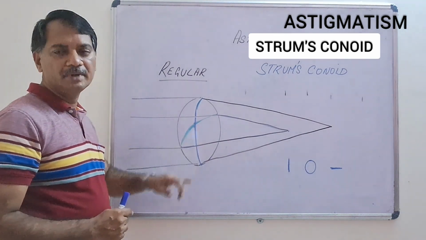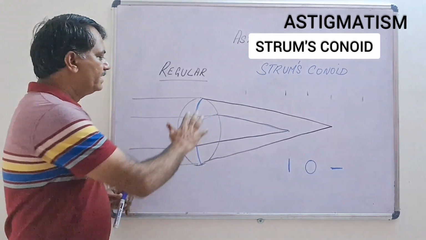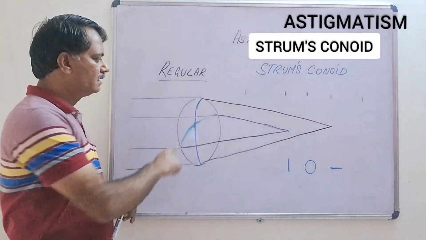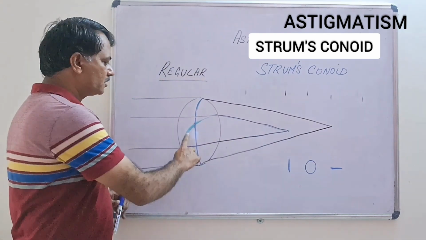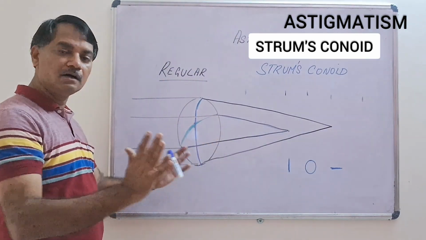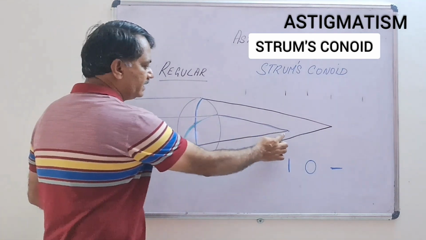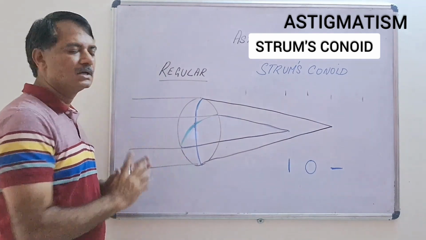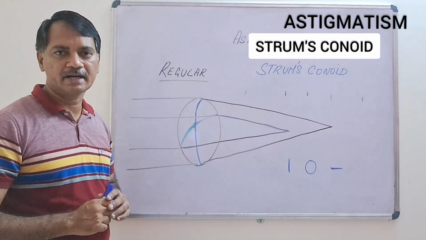So these two meridians are going to focus these light rays. The vertical meridian, which has less curvature here, focuses the light rays at this point. The horizontal meridian, which is more curved, because of the reduced focal length, focuses the light rays much in front of the vertical meridian. So this is what I have drawn here. It's a very, very simple diagram. You can just practice and draw it.